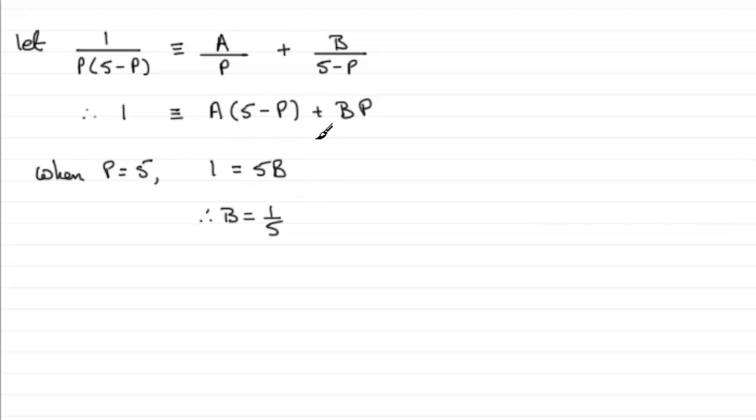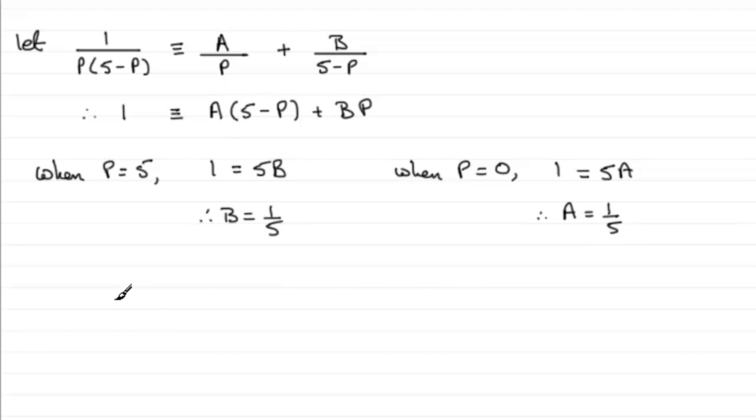We can work out what a is this time by letting p equal 0. That will take out this term. So we can say that when p equals 0, we've got 1 on the left equals, and then this is going to be just simply 5 times a. This term goes to 0. So again, what we notice here is that a equals 1/5.